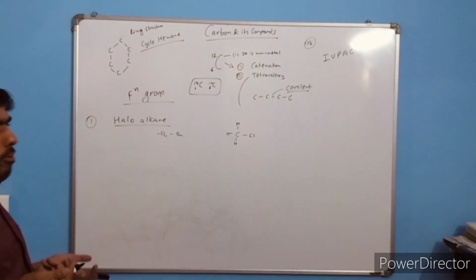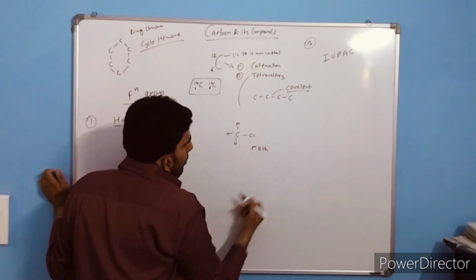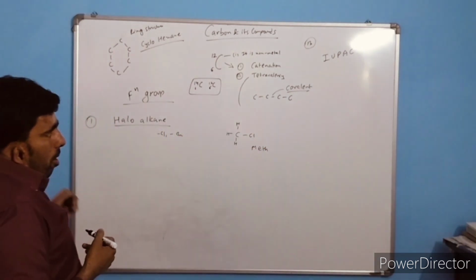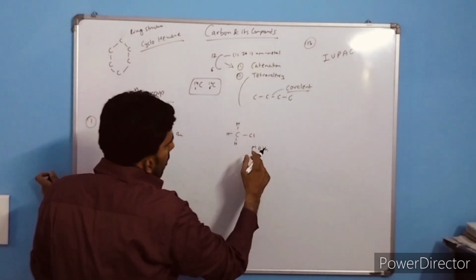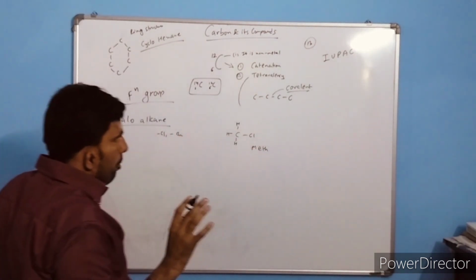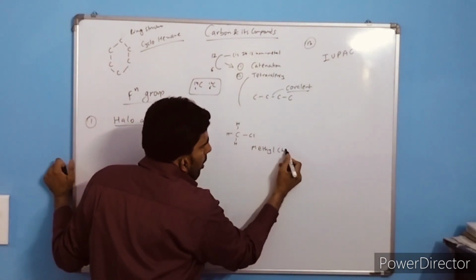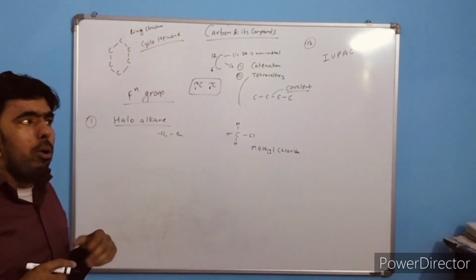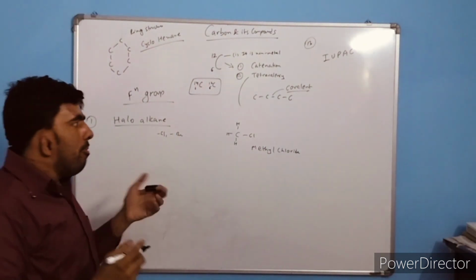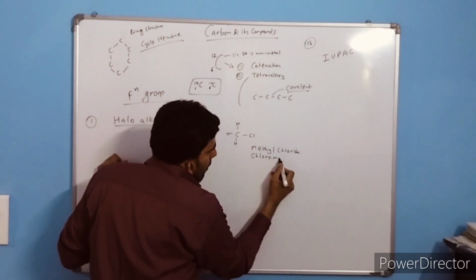So how will its naming be? With one carbon, I have replaced one H, sorry, by Cl. So I will write methyl chloride. That is called methyl chloride, or its other name will be chloromethane.